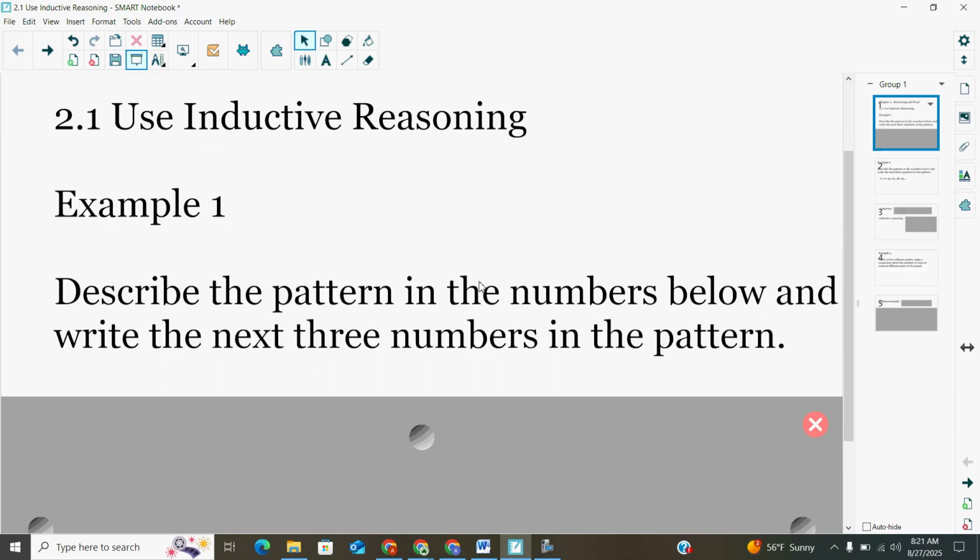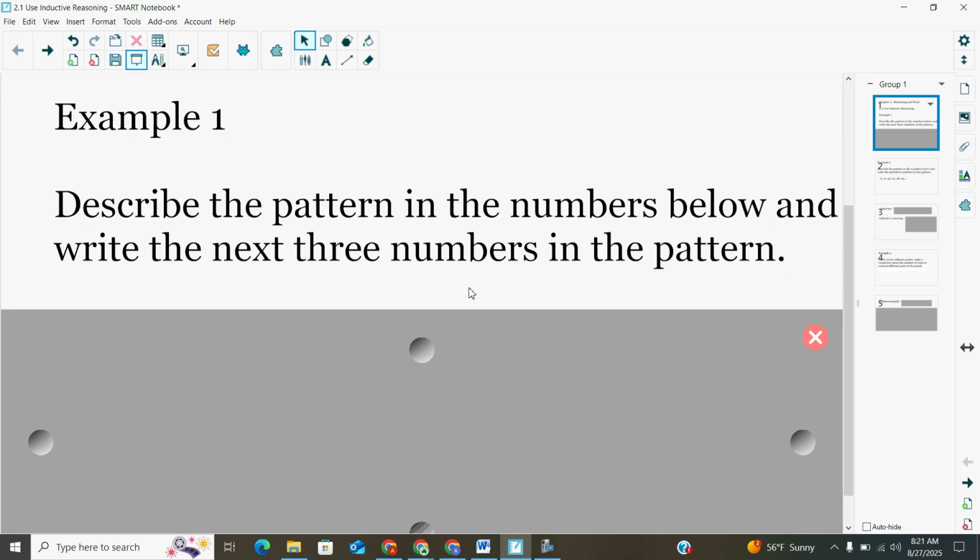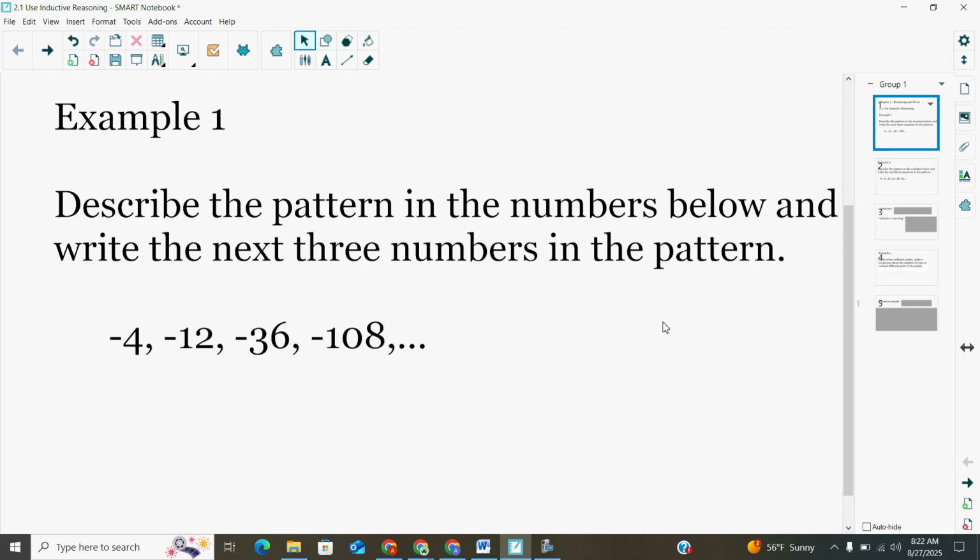Example 1. The first two examples are going to have the same directions here. Describe the pattern that is given in numbers below, and then write the next three numbers in the pattern. So the first types of problems, we're trying to identify a pattern of some sort, and then we're going to use that pattern to continue the sequence of numbers. So the first one's not bad here.